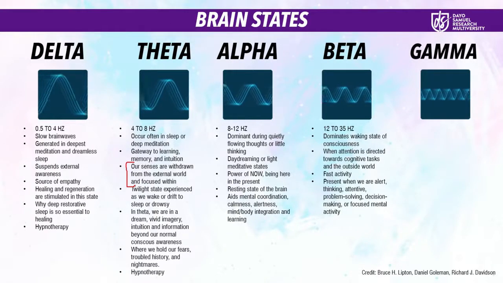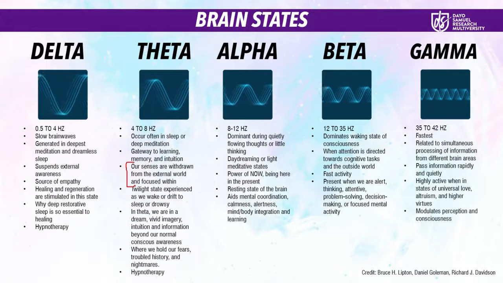Now gamma state, which is the newest, starts from 35 hertz to 42 hertz. It is the fastest and it is like the peak of performing. And of course, this state is related to simultaneous processing of information from different brain areas. Now in order to explain what that means, let's say you have a spark of idea in a spur of the moment.